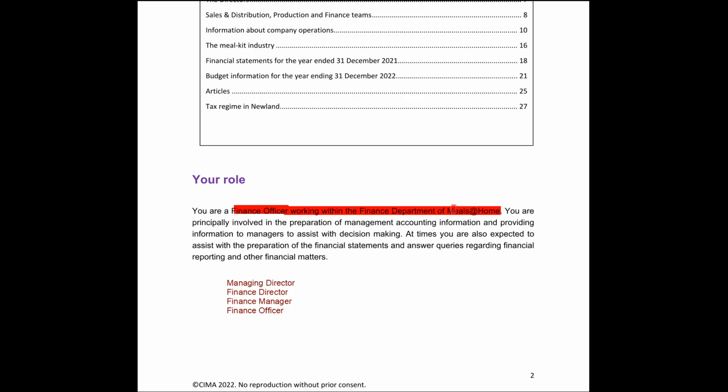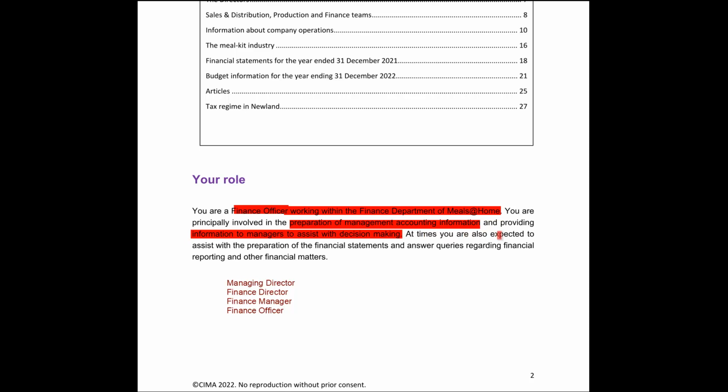So let's now take a look at this next sentence. You are principally involved in the preparation of management accounting information, providing information to managers to assist with decision making. So that links back to what we've just discussed. You are providing information to managers for them to make these decisions. You're not necessarily making these decisions yourself because you are operating at an operational level.